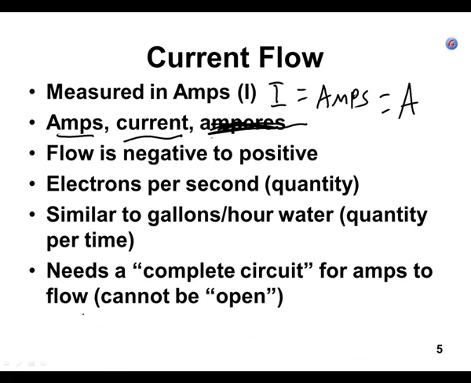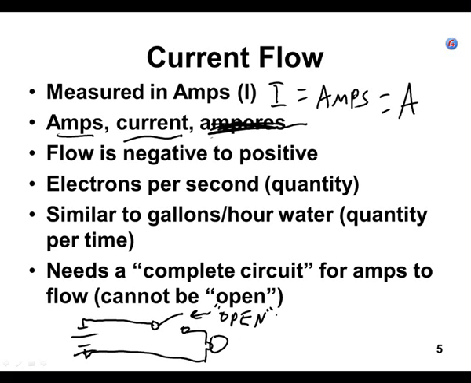You need a complete circuit for electrons to move. So if I put this battery in here again, this time I'm going to put a switch, and a light bulb. If this switch is in the open position, and that equals off, then the electrons can't travel through the circuit. So this is called an open circuit, and the electrons aren't going to move. If I want the electrons to go through the light bulb, I have to close the circuit. I have to have a closed circuit.